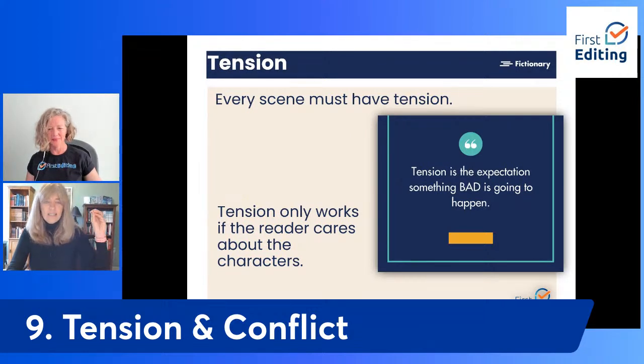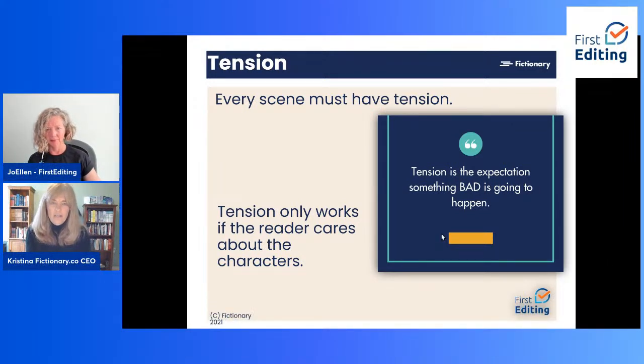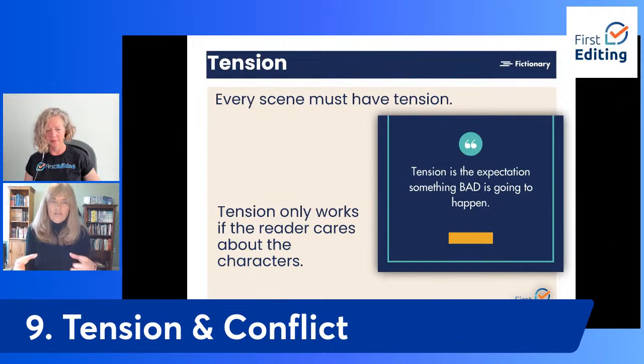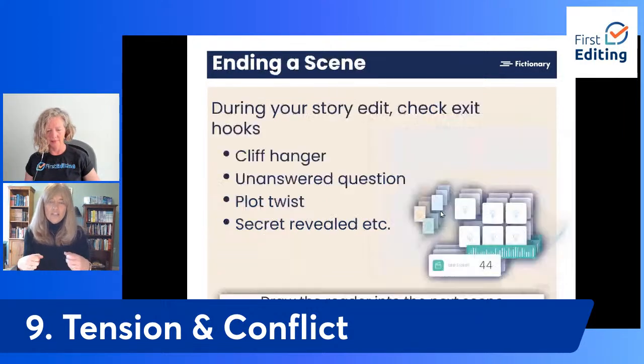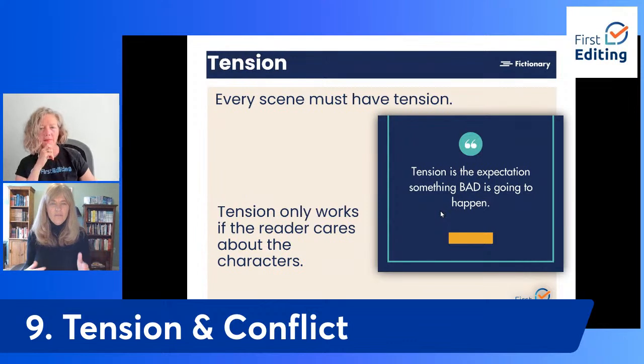Conflict is the bad actually happening. So there's that physical fight. So the tension is, you think 2 characters are going to fight, but you're not sure and it's not happening, but you're worried about it. That's tension. When they're actually physically punching each other, then it's conflict. So you don't necessarily have to have conflict in every scene, but you do need tension.